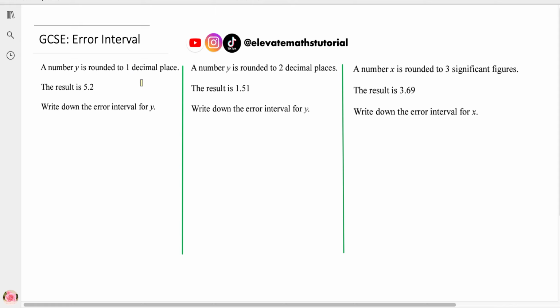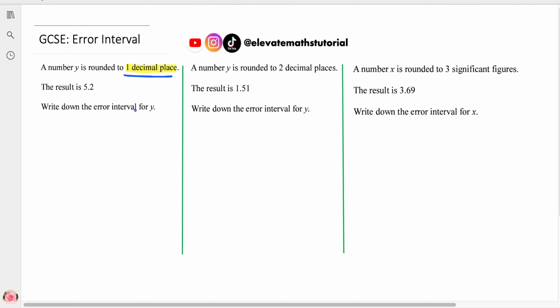For example, I've picked 3 different sections of questions here. So a number y is rounded to 1 decimal place, or rounded to 2 decimal places, or 3 significant figures. So these are what we normally round the numbers to. The answer is being given to us as the number that's rounded to 1 decimal place. So the original number ranges from a lowest bound to an upper bound. So the range between these lowest and upper bounds is the error interval.